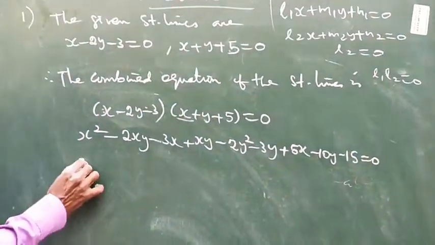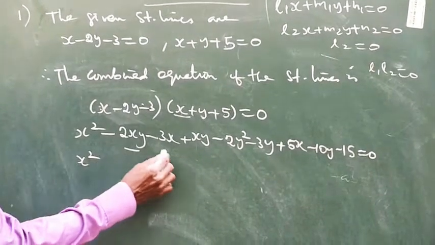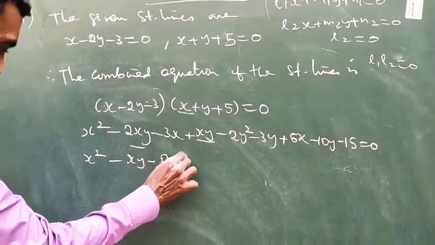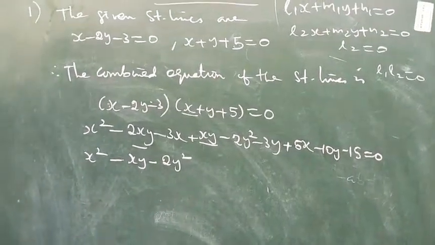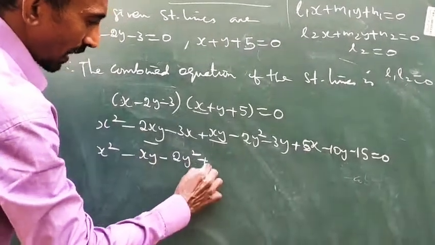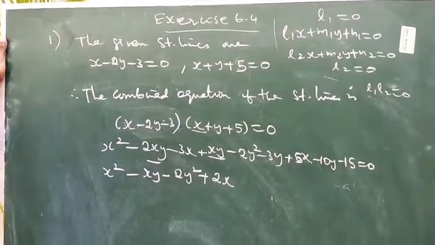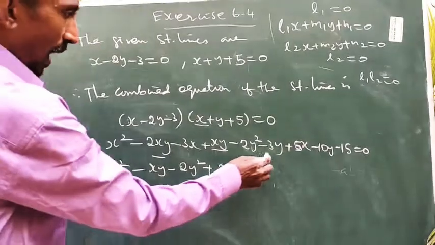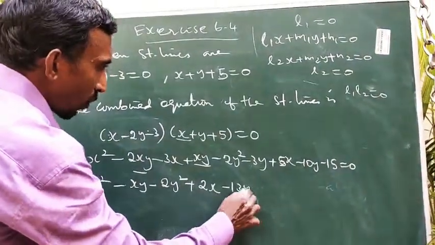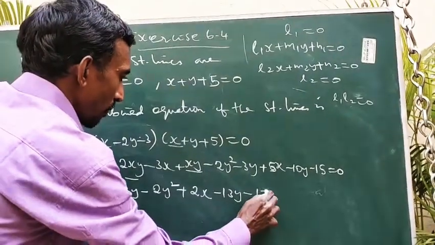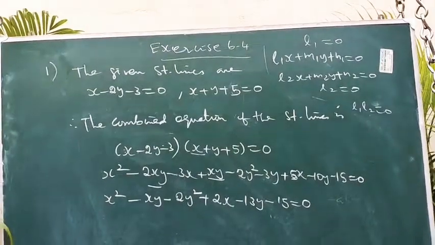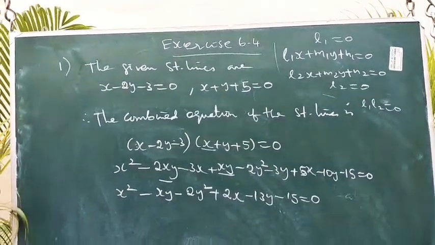So what is that? x square minus 2xy plus xy minus 2y square. Okay, what is that? Minus 3x plus 5x, so we are getting plus 2x. And what about that? Minus 3y minus 10y, so minus 13y, and the constant term is minus 15 equal to 0, which is the required combined equation of the straight lines.